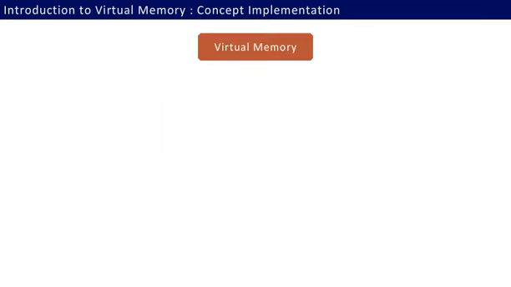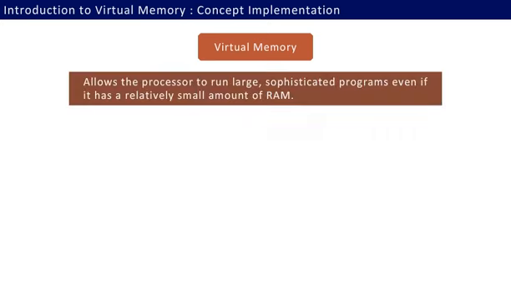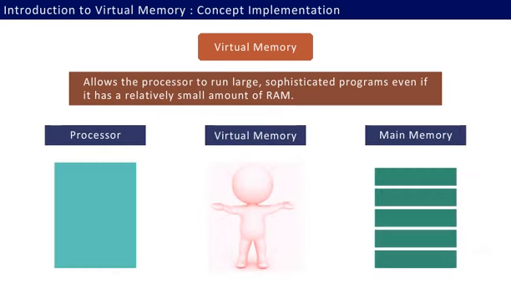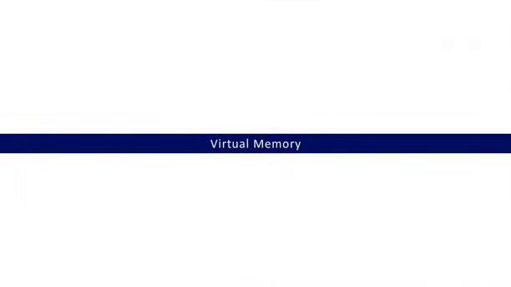The concept of virtual memory in computer organization is that it allows the processor to run large, sophisticated programs even if it has a relatively small amount of RAM. It acts as a middleman between the processor and the main memory. Interesting, right? Let's learn more about it in today's session.